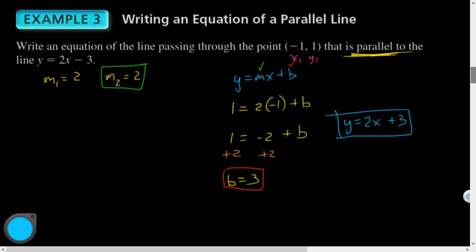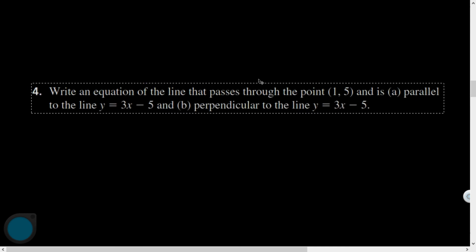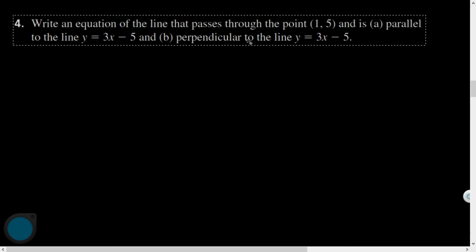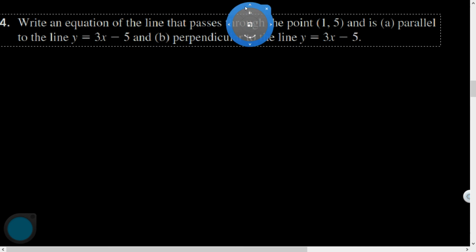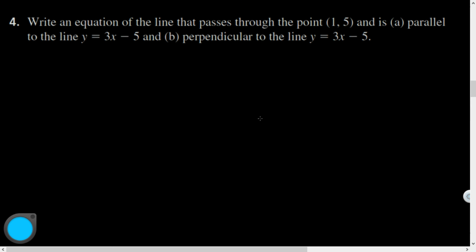I don't want to just have only one example of that, so let's do this one as well. We're just going to do part A of this one. I think you guys have this on your sheet. It says, write an equation of the line that passes through the point and is parallel to the line y equals 3x minus 5. If not, just follow along and enjoy.